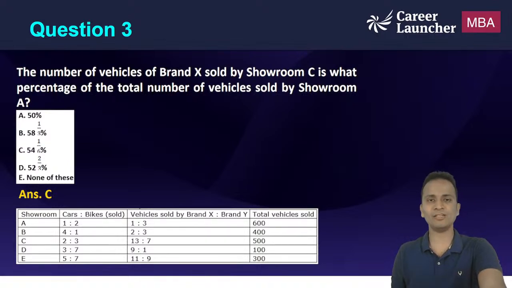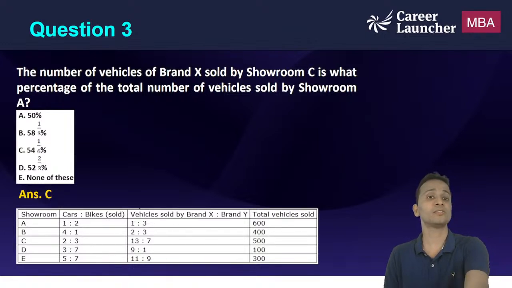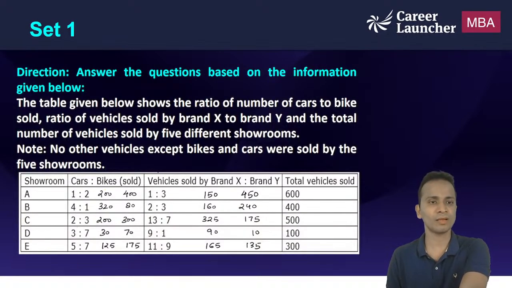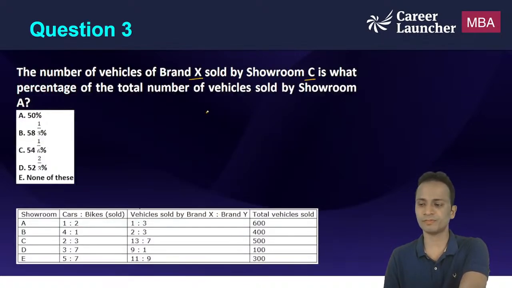So pick up both the values from the table and find out the percentage. The number of vehicles, sorry, the vehicles of brand X sold by C. So brand X sold by C कितना होगा? Brand X sold by C from the table is 325. 325 is what percentage of total number of vehicles sold by A?